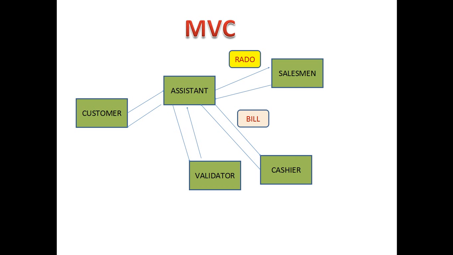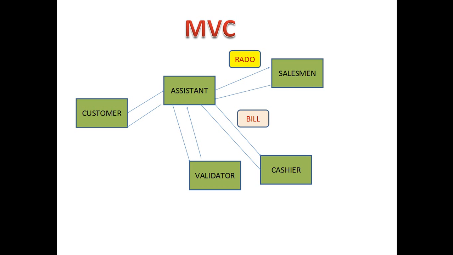Assistant knows where I will find the watch. If somebody comes again with something like, I need some clothes, then the assistant would probably direct them to some different salesman who will be displaying different clothes. So it's the assistant who is going to play a very important role in your MVC architecture.